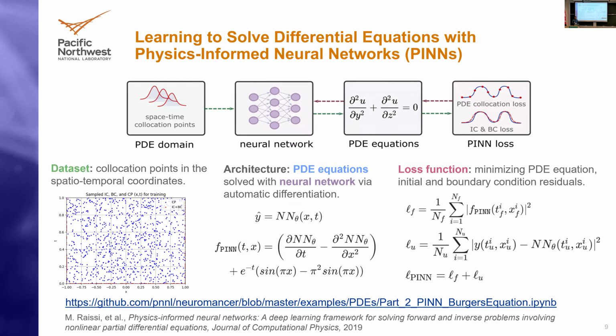So what are the similarities? When we look at physics-informed neural networks, you are sampling the collocation points in the PDE space.